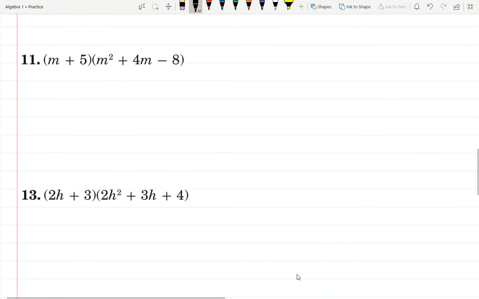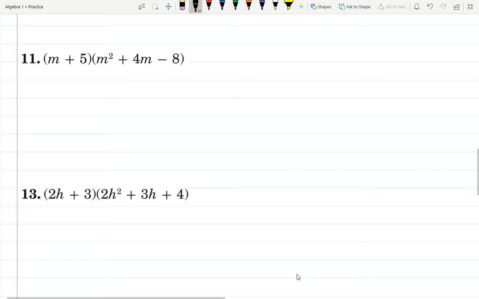Now, 11 and 12, these questions get a little bit more complicated, but we're going to follow the same steps. We're just going to multiply. And so we have m being multiplied by m squared, 4m, and now negative 8. M times m squared is m cubed. M times 4m is plus 4m squared. And m times this minus 8 is a minus 8m.